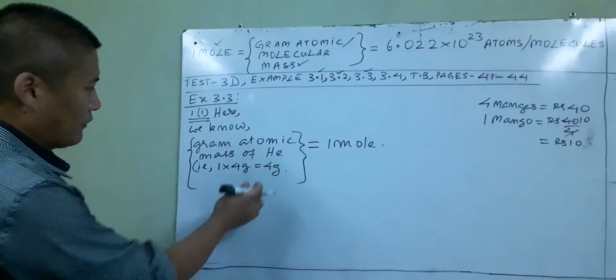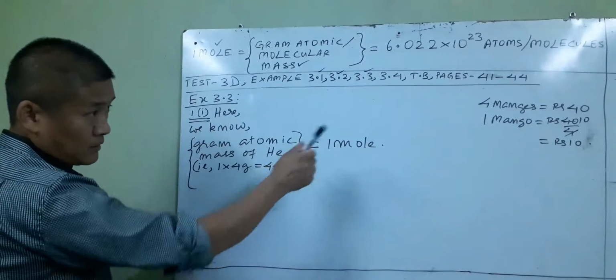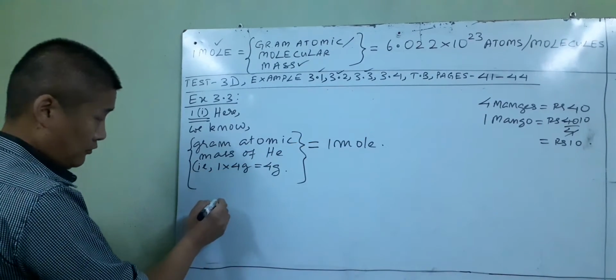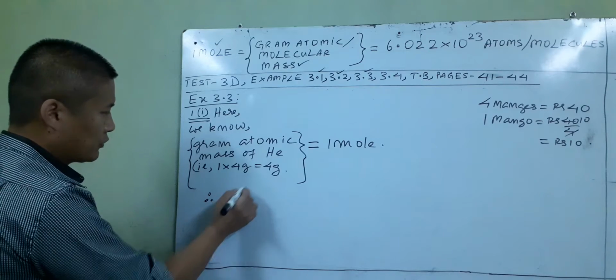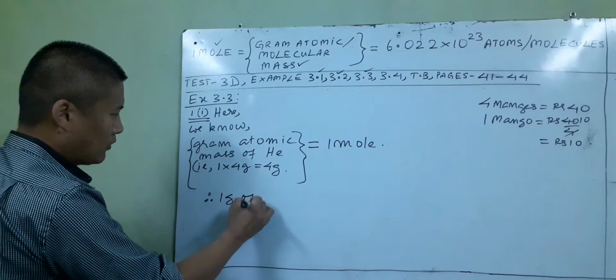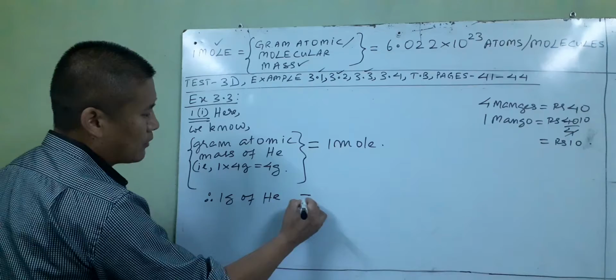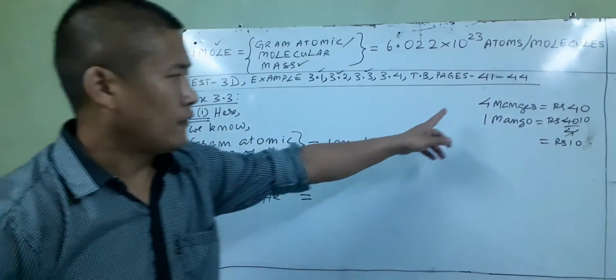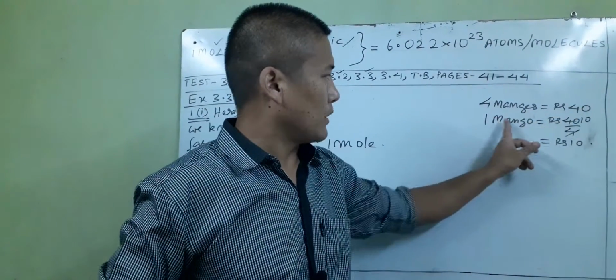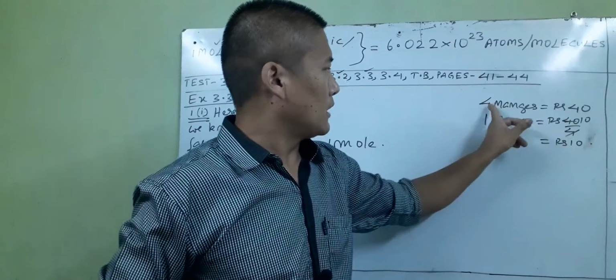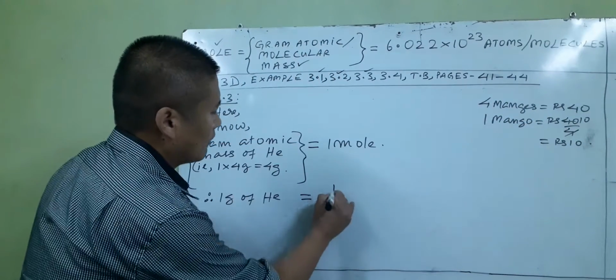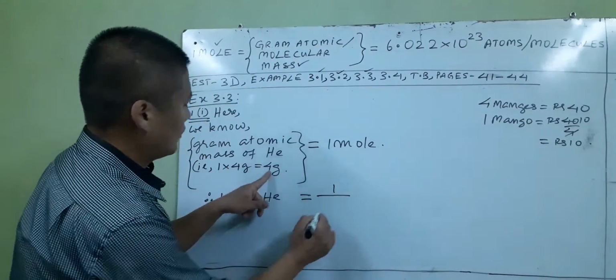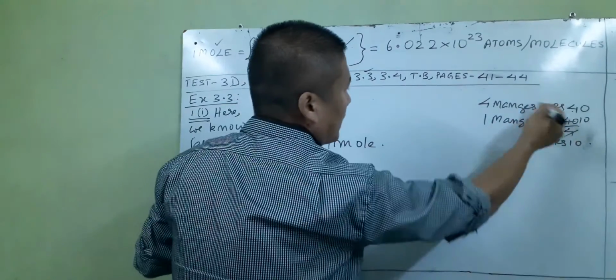Similarly here, 4 grams is 1 mole, just like 4 mangoes is 40 rupees. Therefore, what would you say? 1 gram of helium will make how many moles? Well, 4 mangoes, 40 rupees, so 1 mango, 40 divided by 4. So we also do the same thing.